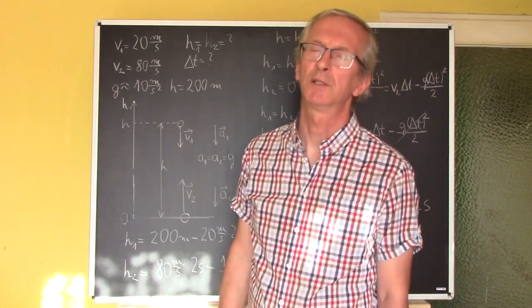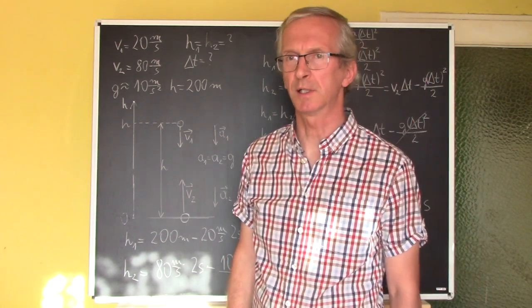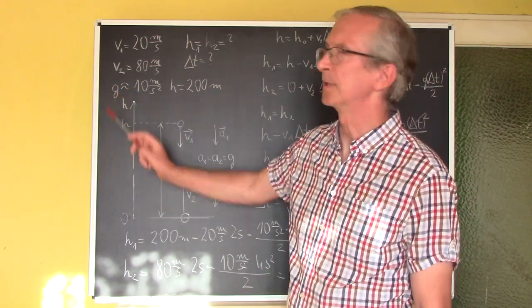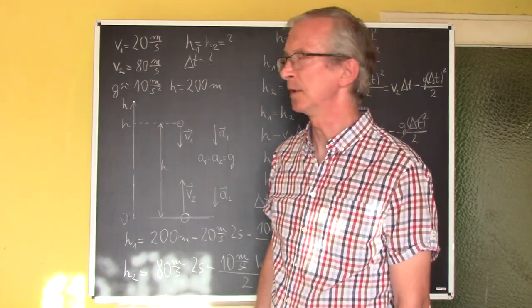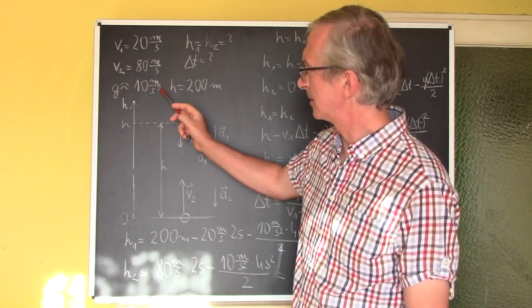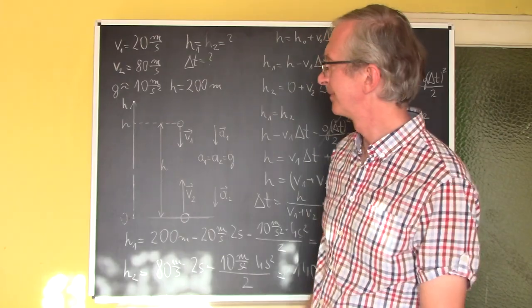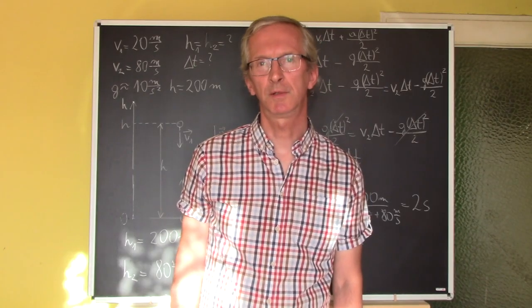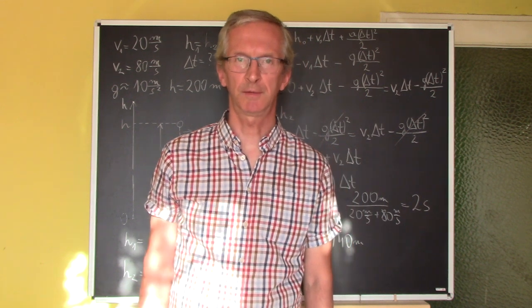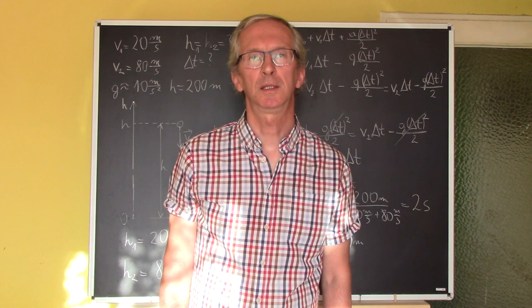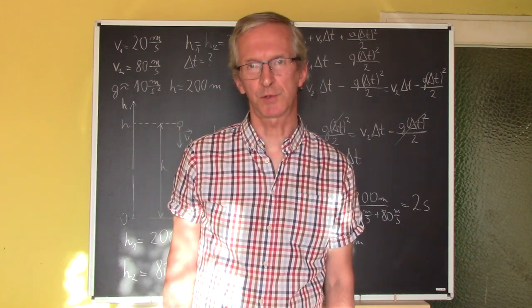So that it was easier to calculate, we'll assume that gravitational acceleration g is equal to 10 meters per second squared. In this task, we want to know where and when these balls will meet. To solve this problem, we use the equation of motion.